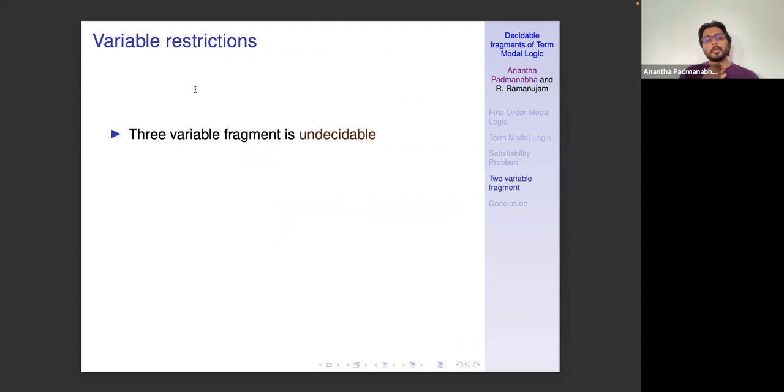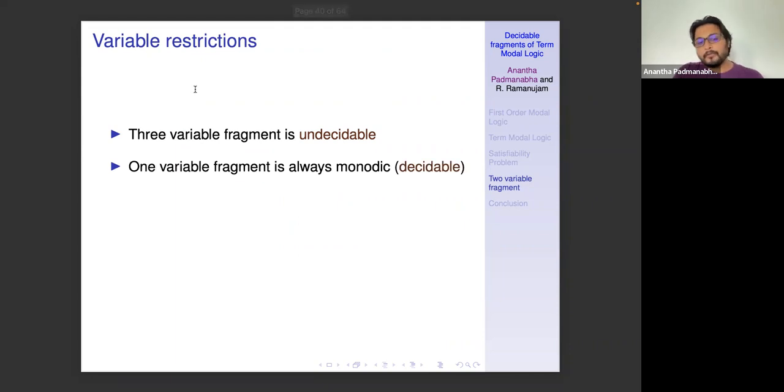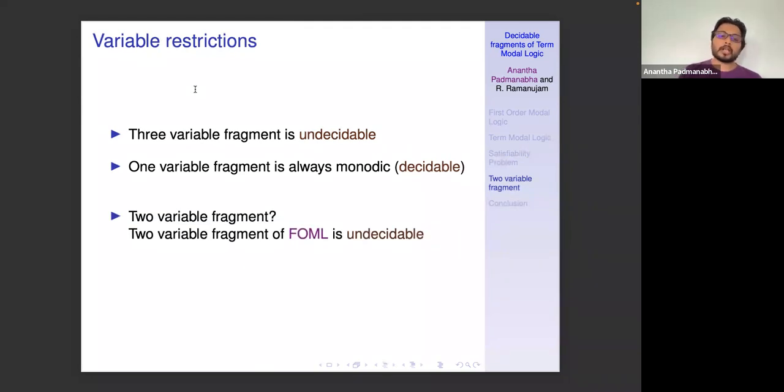Now, what about variable restrictions? We can also have something like variable restrictions and look at the decidability. Now, in that setting, the three variable fragment is clearly undecidable, right? Because FO3 is already undecidable. The one variable fragment is always monodic and therefore is decidable from the previous slide. Now, the question is, what happens to the two variable fragment? Note that the two variable fragment of FOML is undecidable, right? And therefore, the translation that we had clearly will not help.